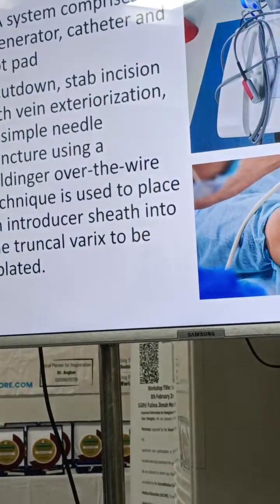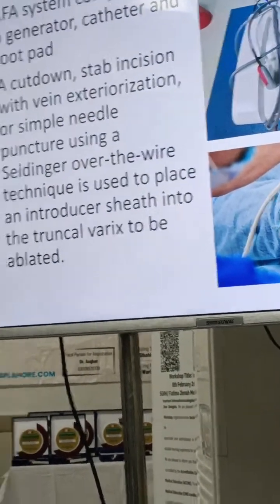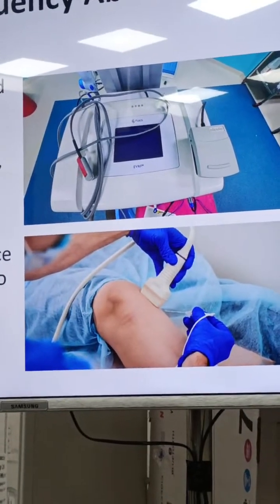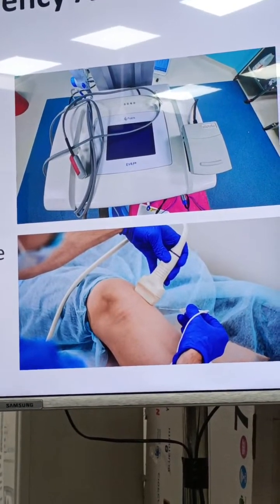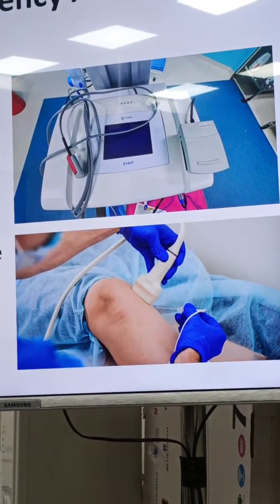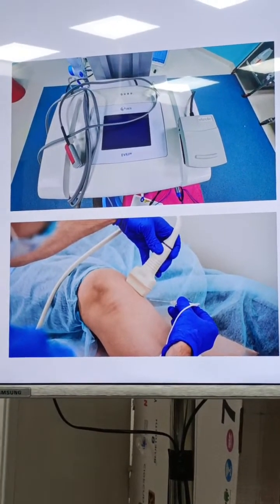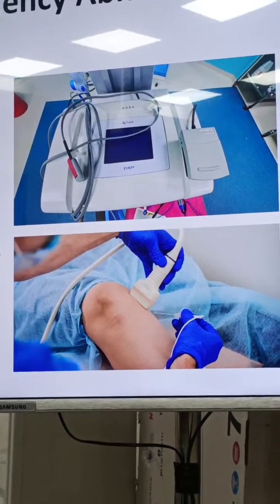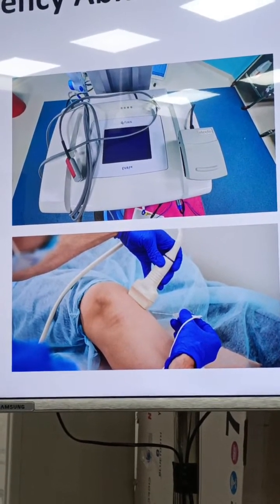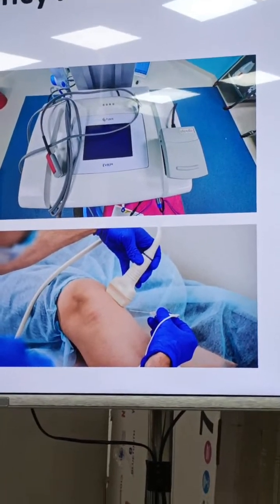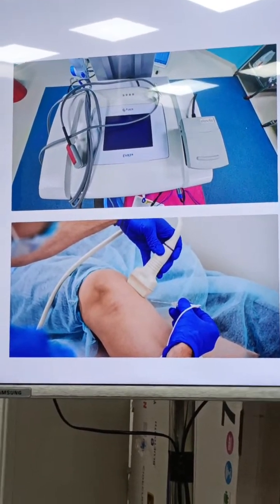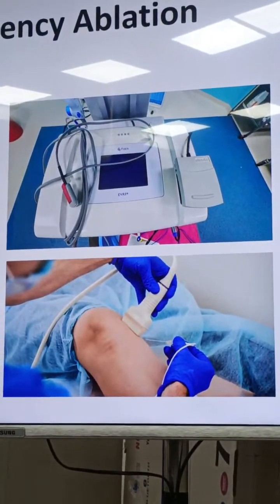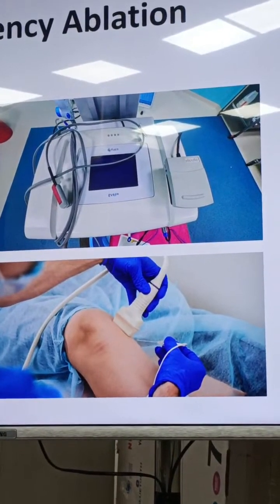So the radiofrequency ablation system, or even this laser system, they both have a generator, they have a catheter, they have a foot pad, and you use them. This is their assembly. And for getting access into the vein, you select a vein point around the knee joint, may it be above the knee joint or below the knee joint, but it has to be a branch-free segment.